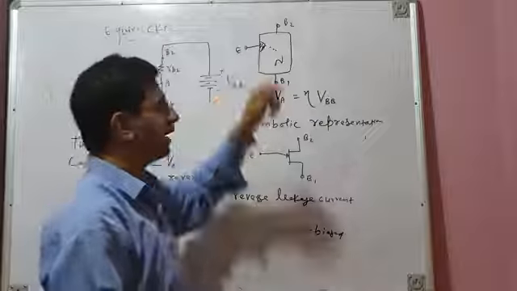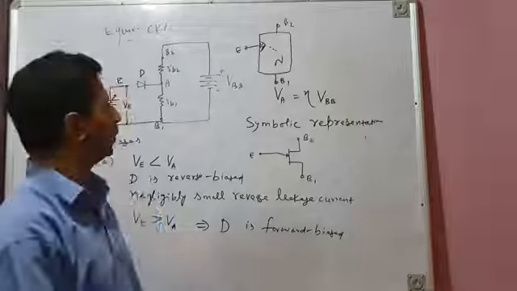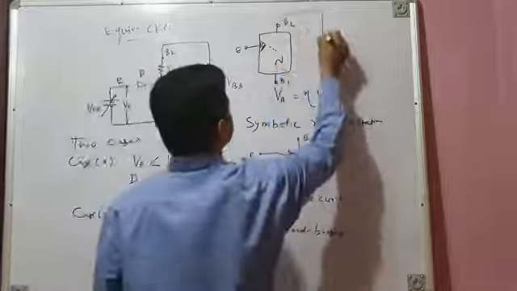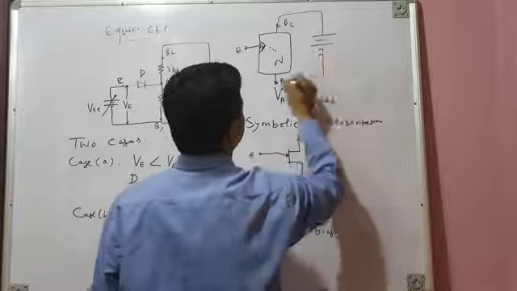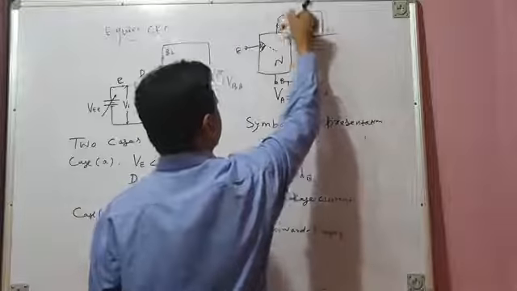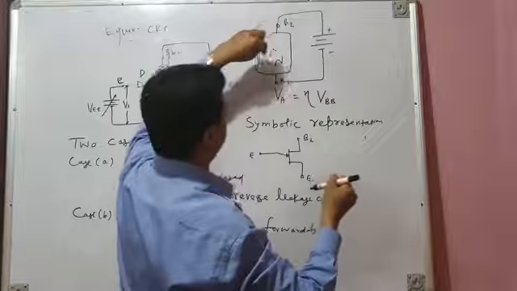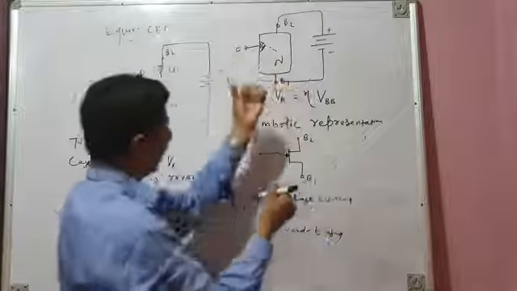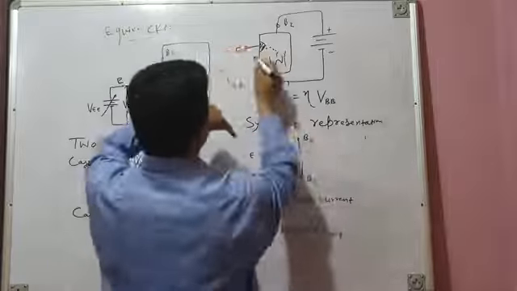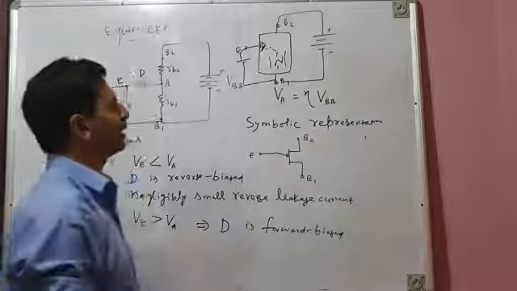Now since N base is lightly doped, these holes will have a large lifetime. And since there is a voltage source between B1 and B2, the positive potential of this voltage source will repel holes. So holes cannot go up, they will be repelled by this positive potential. And this negative potential will attract the holes. So these holes will start moving from emitter E to base B1. So they will move from emitter E to base B1.